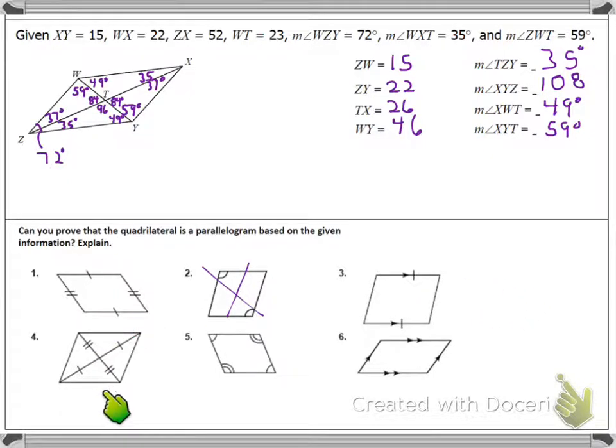Number 4, this is diagonals bisect each other. Be careful not to say diagonals bisect. You have to indicate what they are bisecting. Diagonals bisect other diagonals. It forms midpoints for both.